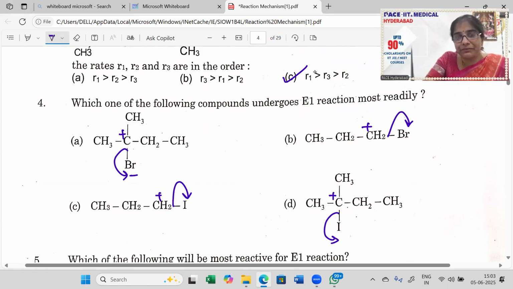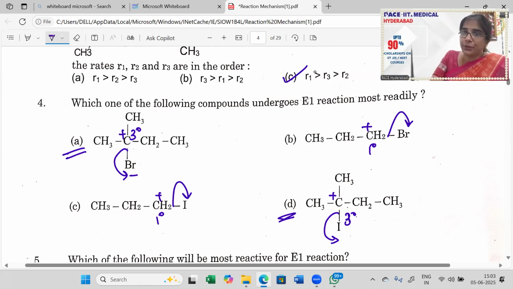So whenever you have this, you watch for your 3 degrees or 2 degrees there. So here it's option A 3 degree, option B 1 degree, option C 1 degree, and option D 3 degree. So you have 3 degrees at A and D. Bromine and iodine, iodine is a better leaving group, so D, then bromine, A.